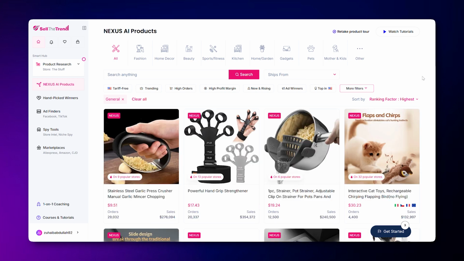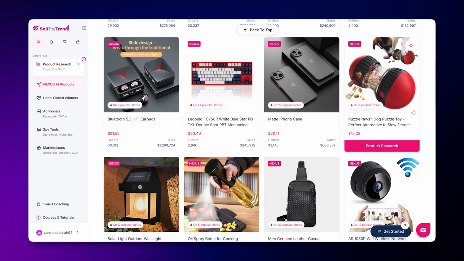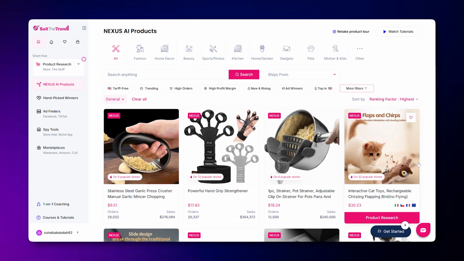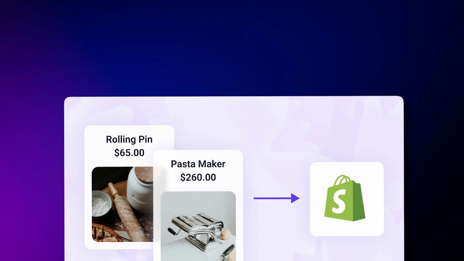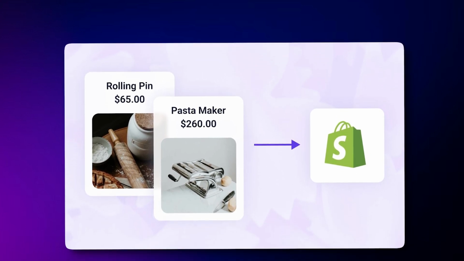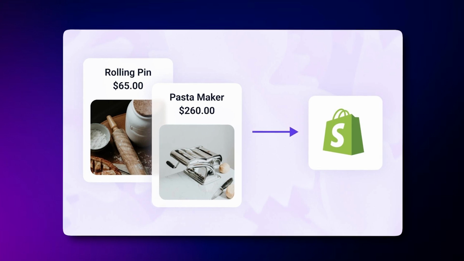The process is simple. You open Sell the Trend, run the AI Finder, and in seconds, you'll see a list of products with strong engagement, real sales trends, and proof that they're in demand. Once you find one you like, importing it to your Shopify store takes just one click. The product images, descriptions, and variations are all added automatically, so you don't waste time copying and pasting.